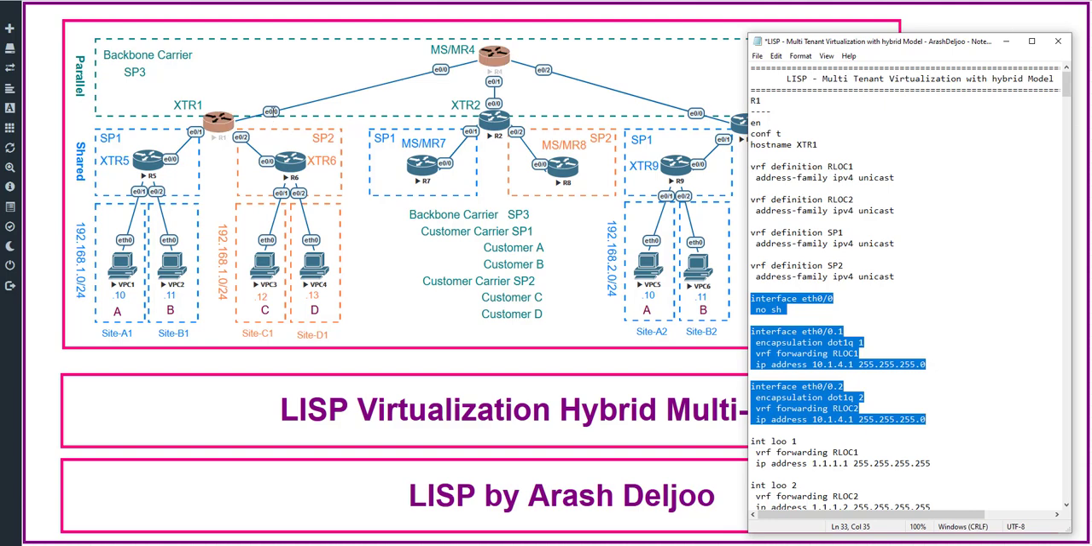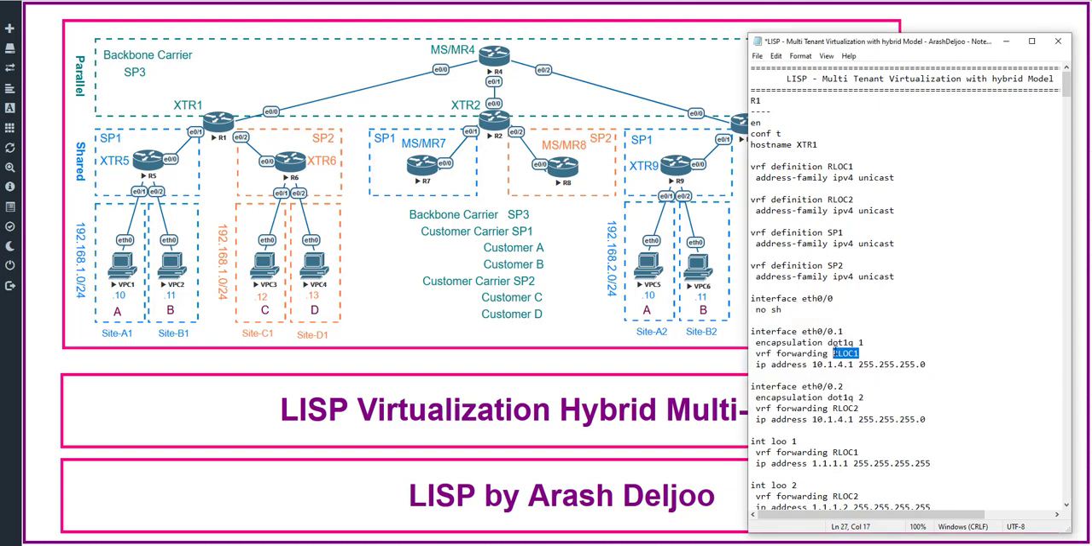First, let me start with ETH0/0. Interface ETH0/0, no shutdown. Here, as you can see, I configured one sub-interface: interface ETH0/0.1, encapsulation dot1q 1, vrf forwarding RLOOK1. The interface ETH0/0.1 is a member of the VRF RLOOK1, and then ip address 10.1.41.1, then 255.255.255.0. So easy. Look at here, the IP address of the link between router 1 and router 4 is 10.1.41.1.